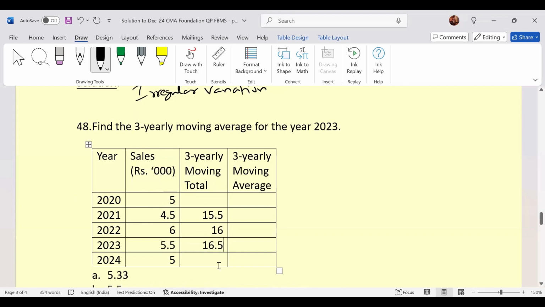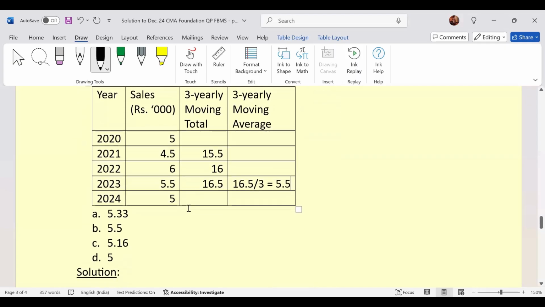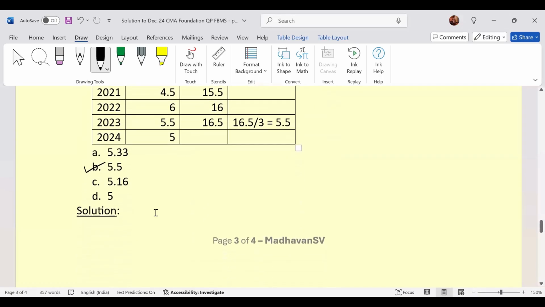We are interested in finding the 3-yearly moving average for the year 2023, which means I will only do this calculation, 16.5. This is 16.5 divided by 3. So if we calculate this, we will get 5.5 is the average, which means our answer is option B. That will be the option. So here itself, I will say 5.5. Let me move on to the next question.